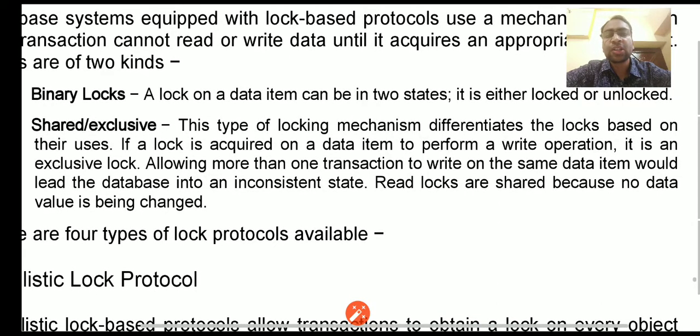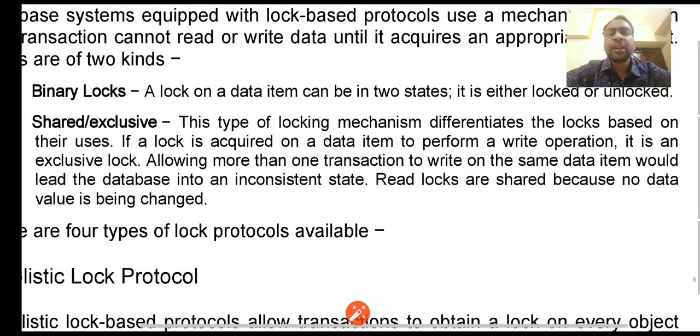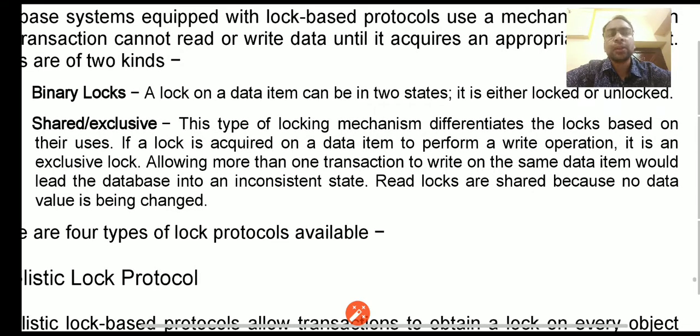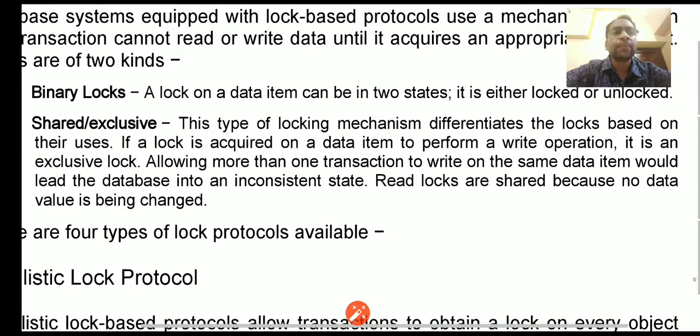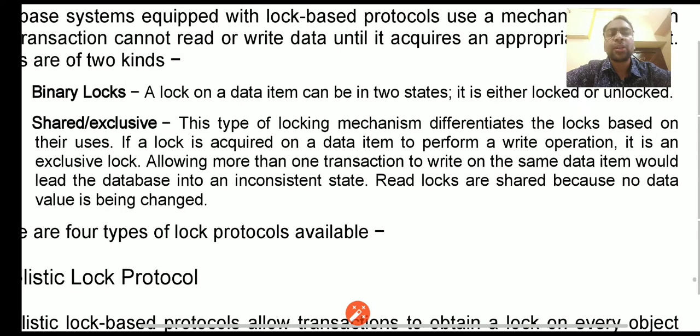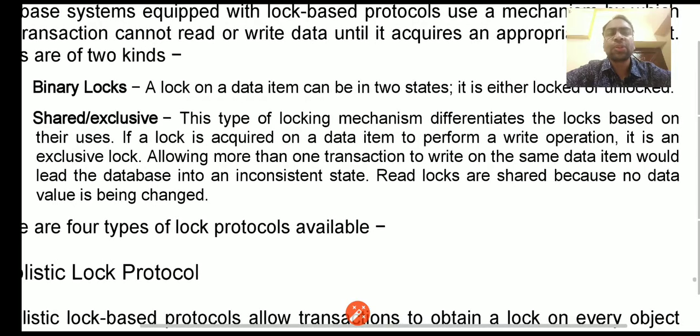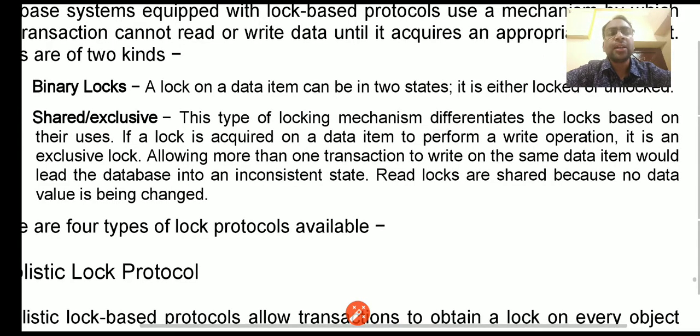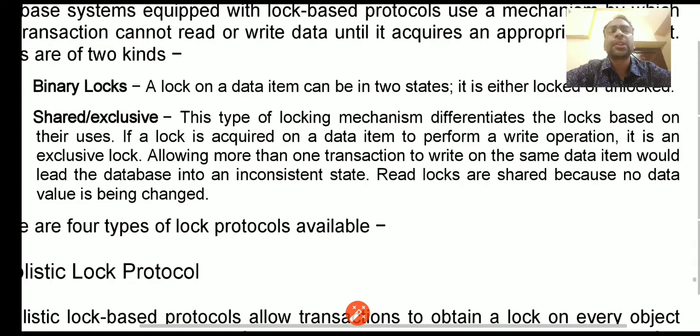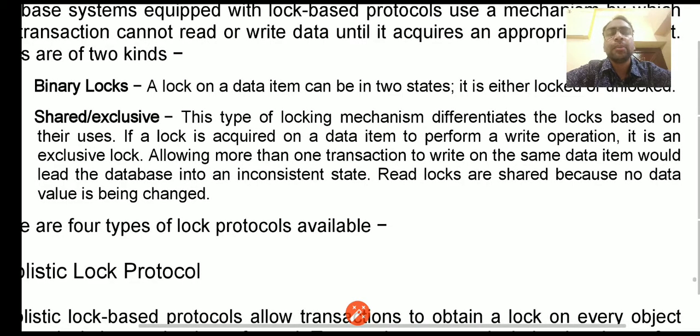If the transaction is to perform a write operation, then it has to apply for the exclusive lock. In that case, no other transaction can perform a write operation or a read operation on the data. But on the other hand, if a transaction wishes to perform a read operation on a data item, then it can acquire a shared lock. In that case, the other transactions can also read the same data simultaneously, but obviously cannot write.